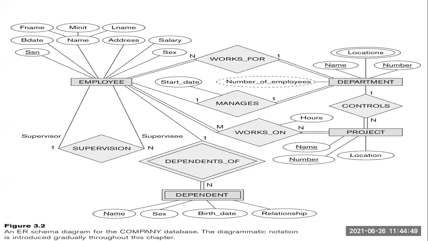Now, in this diagram, the strong entity is represented with a single rectangle. When it is represented with a double rectangle, we call it a weak entity. What does a weak entity mean? It means it doesn't have a key attribute, but it is dependent on another table.